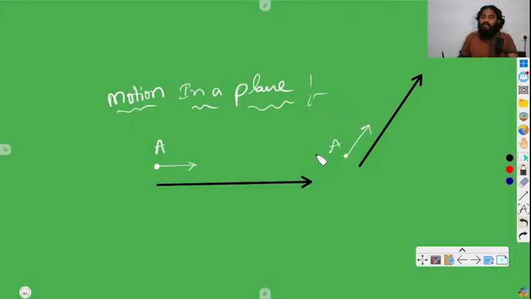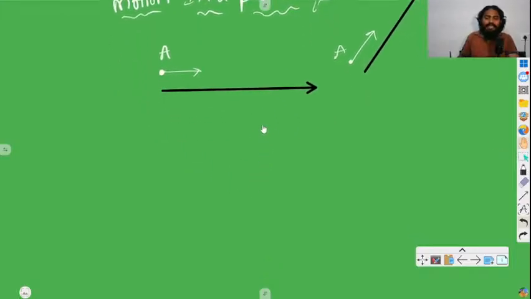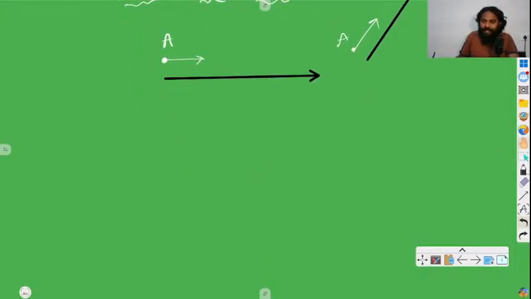Now motion in a plane, or two-dimensional motion. For example, let's say particle A is moving somewhere like this, not in a straight line. This is the initial position and this is the final position of the particle, right? Like this the particle is moving, then definitely you require two axes to study the motion of this object. Such kind of motion is called two-dimensional motion or motion in a plane.